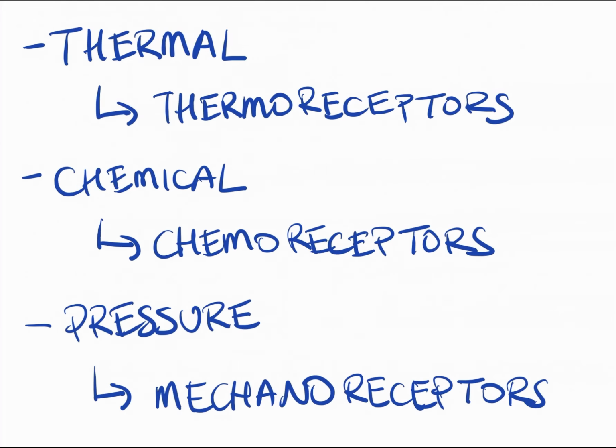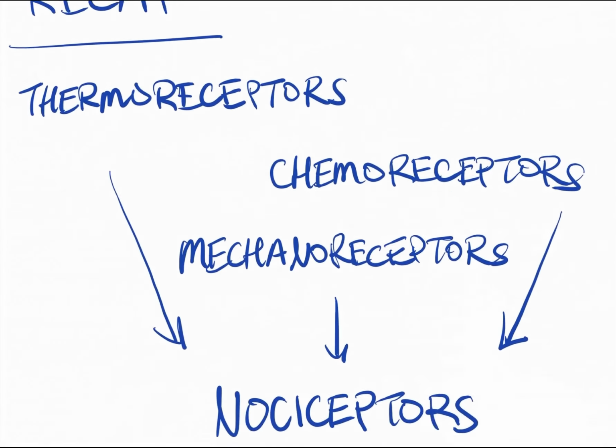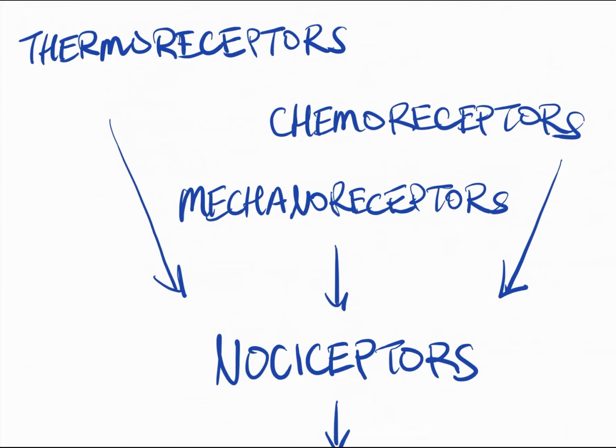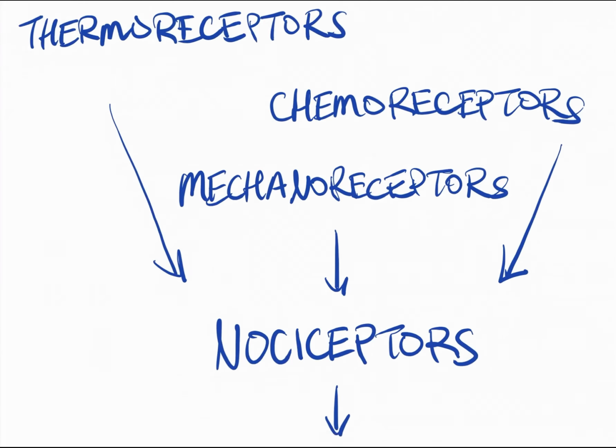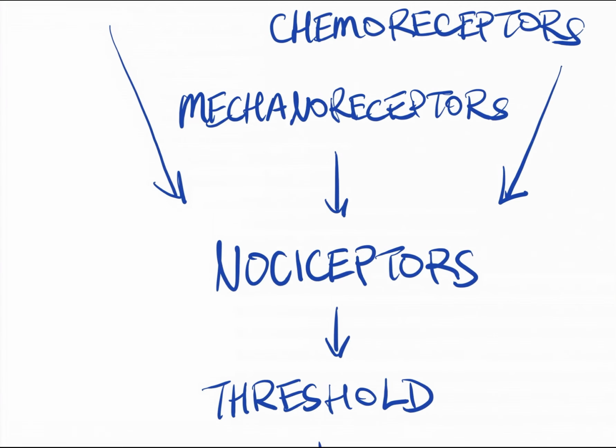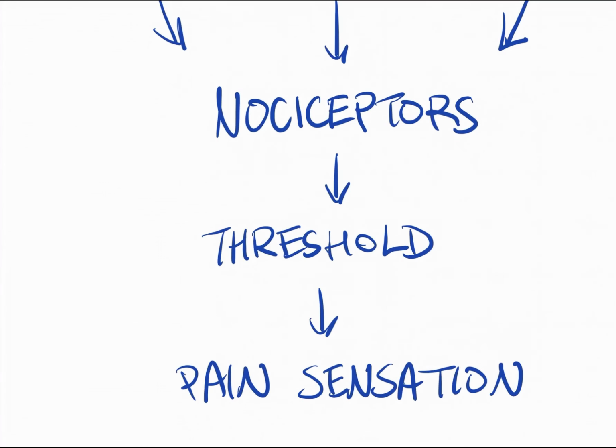So that's actually all that I wanted to talk about in this video. Basically how different types of sensations and perceptions, once they are pushed to their limit, can end up leading to nociception. Now, just to recap real quick, as we see here, we've got our thermoreceptors, chemoreceptors, and mechanoreceptors. Once they are pushed to the limit, they lead to the activation of nociceptors, which when the sensation of nociception surpasses a certain threshold, as we see here, then leads to a pain sensation again.